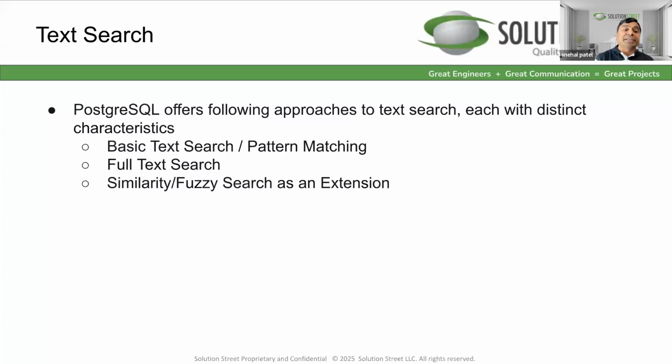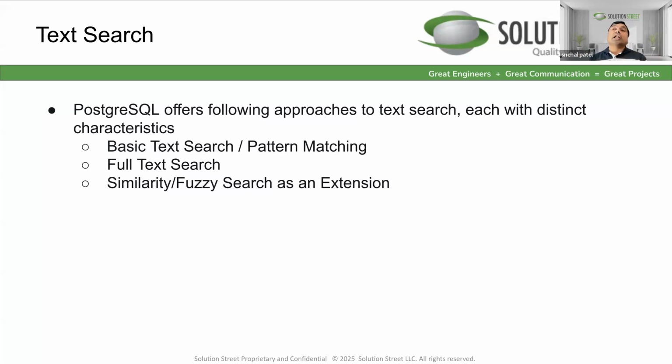The first one is basic text search, including pattern matching. This is the most commonly used text search type. If you have worked with Postgres or any other relational database, this is what you have used. It's just a normal search used in day-to-day work. Examples include finding all the students with a given last name or finding all the students whose last name starts with a given prefix.